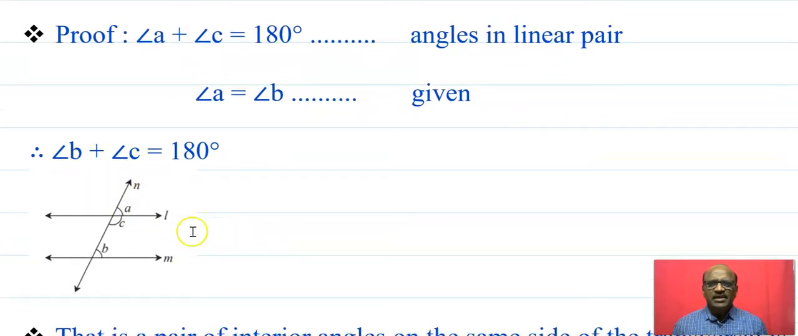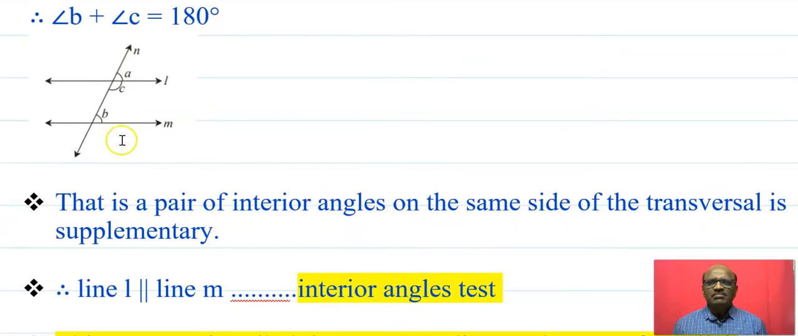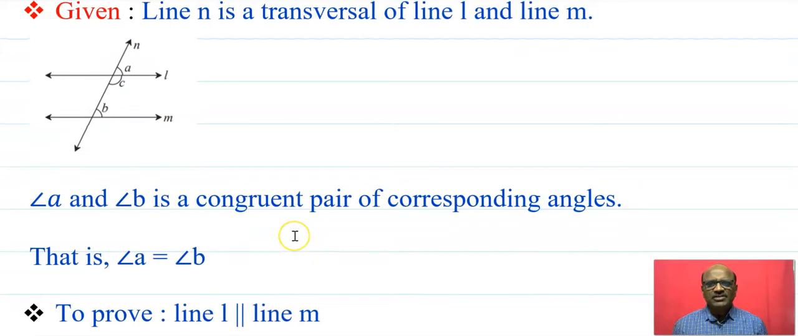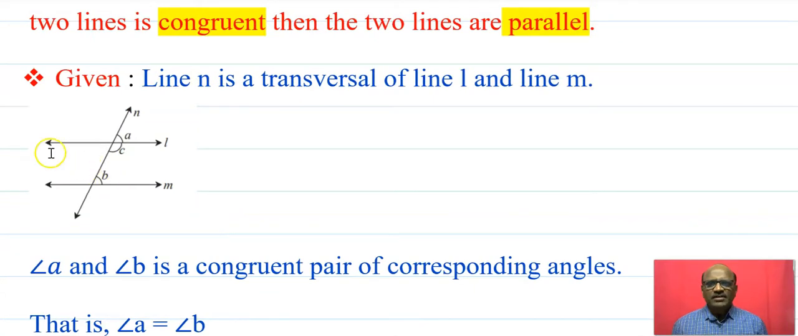But B and C are interior angles. Again, by the interior angle test, these two lines are parallel, and hence line L is parallel to line M. That is the interior angle test, and this property is called the corresponding angle test for parallel lines. Again, I will revise that in short: when corresponding angles are congruent, the lines are parallel.